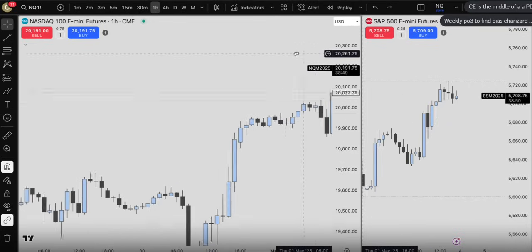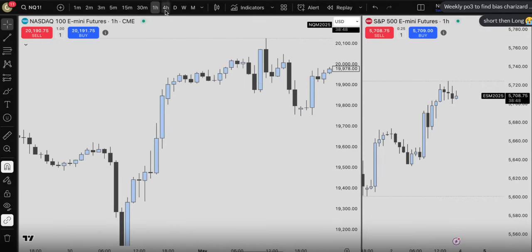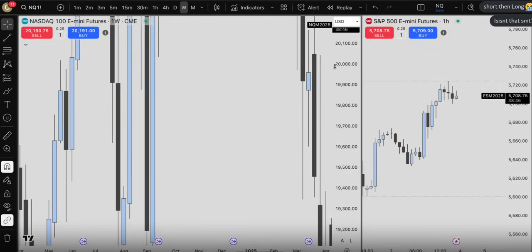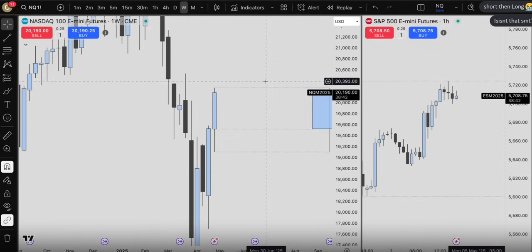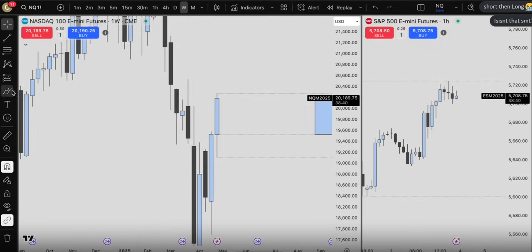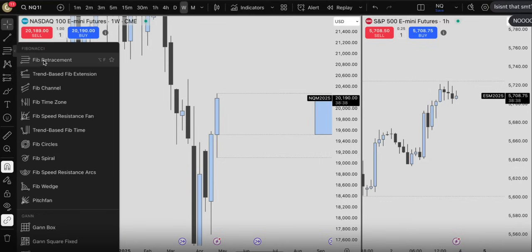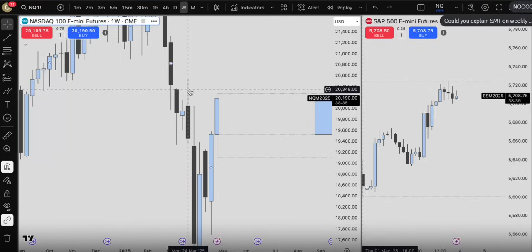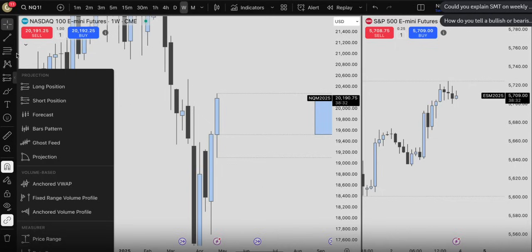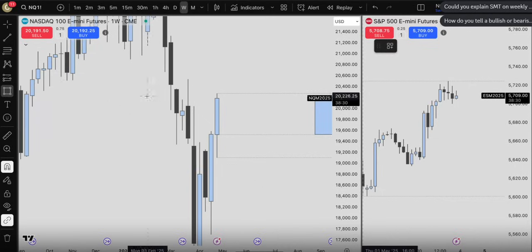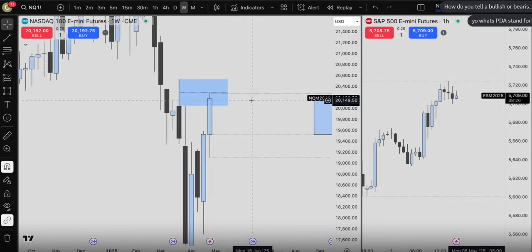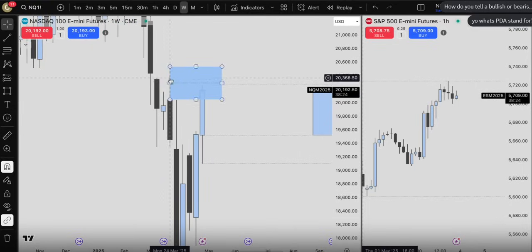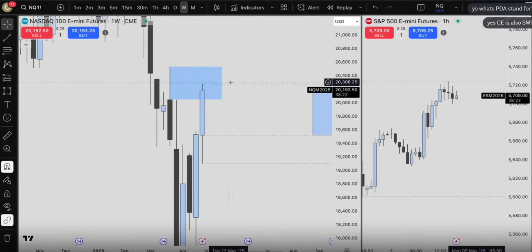So for example, let me find a big wick. Okay, the trade today that I got stopped out at break even, right? On the weekly time frame, this was my take profit. My take profit was the CE of this weekly wick. Okay, so let me get a rectangle. Okay, this is a weekly CE. So these big wicks can act as PD arrays.